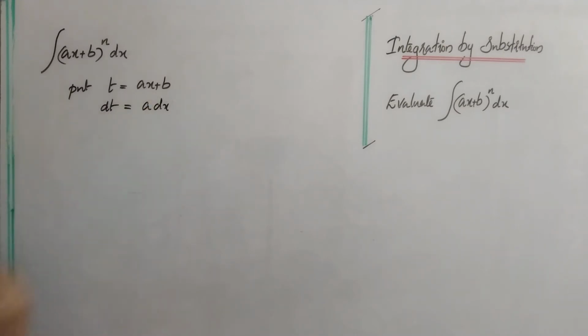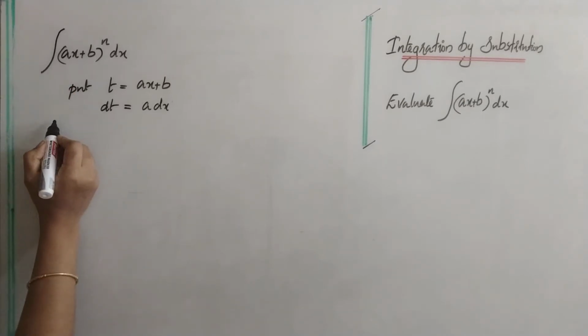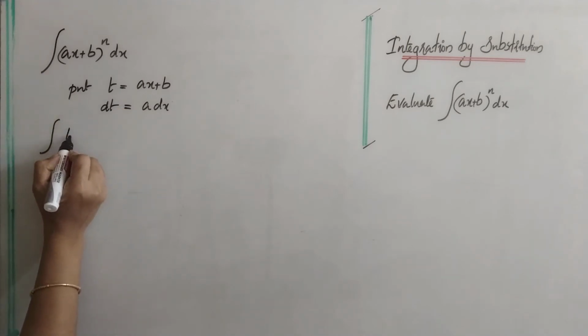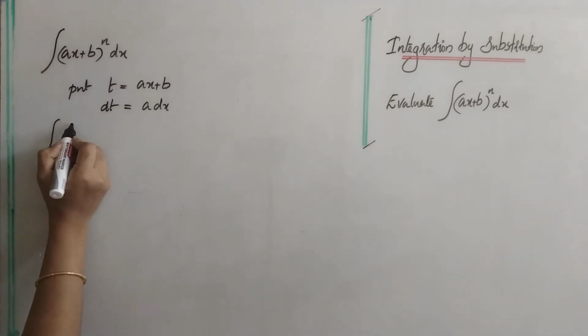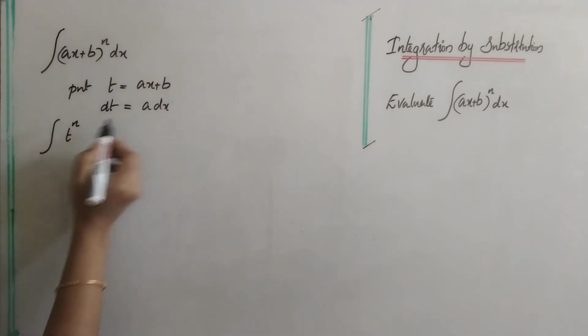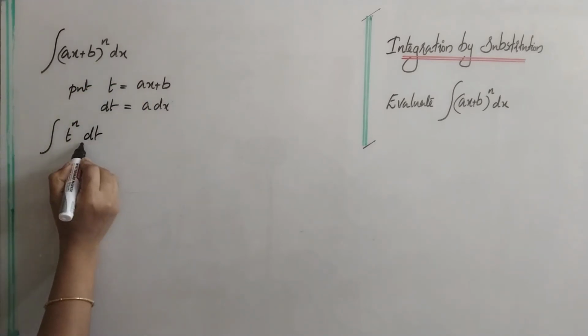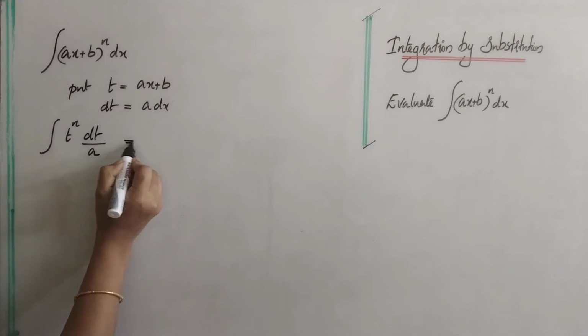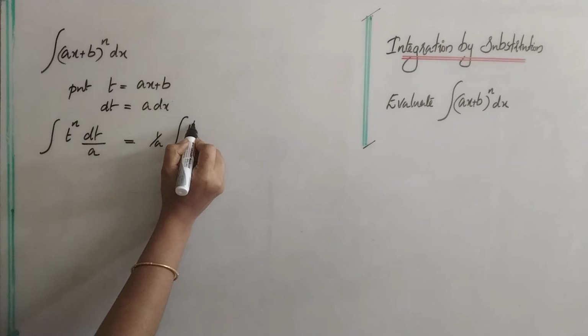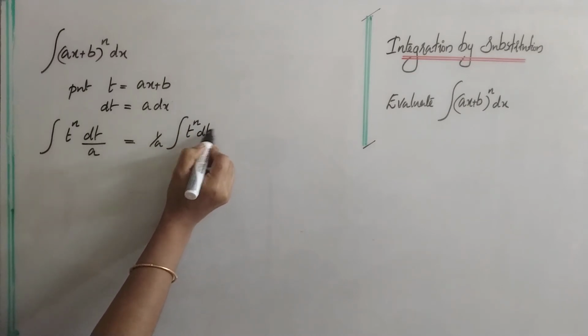Here b is a constant. Now this integral becomes (ax plus b) is what? t raised to n. In the place of dx we have dt by a. This is equal to 1 by a into integral t raised to n into dt.